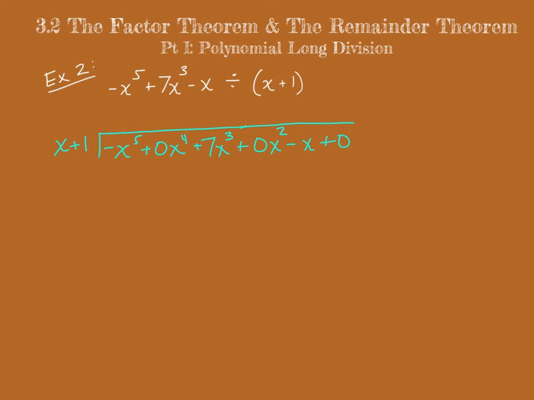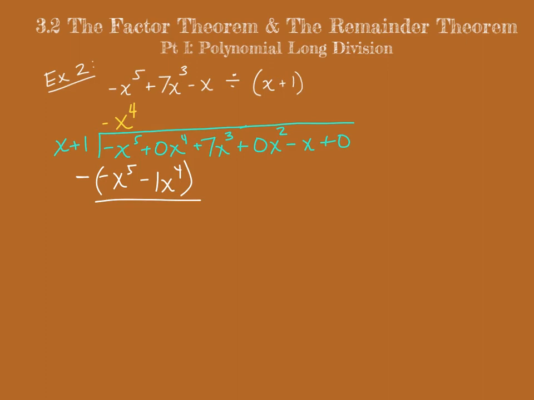I'm going to move a little quicker because we've already talked about the process. So x times what gives us negative x to the fifth. That answer is negative x to the fourth. Then we're going to multiply negative x to the fourth through our divisor. So negative x to the fourth times x gives us negative x to the fifth. It should be the same term as above it. Negative x to the fourth times 1 is minus, you can put minus 1 if you want, x to the fourth. Then we subtract. The first term cancels.